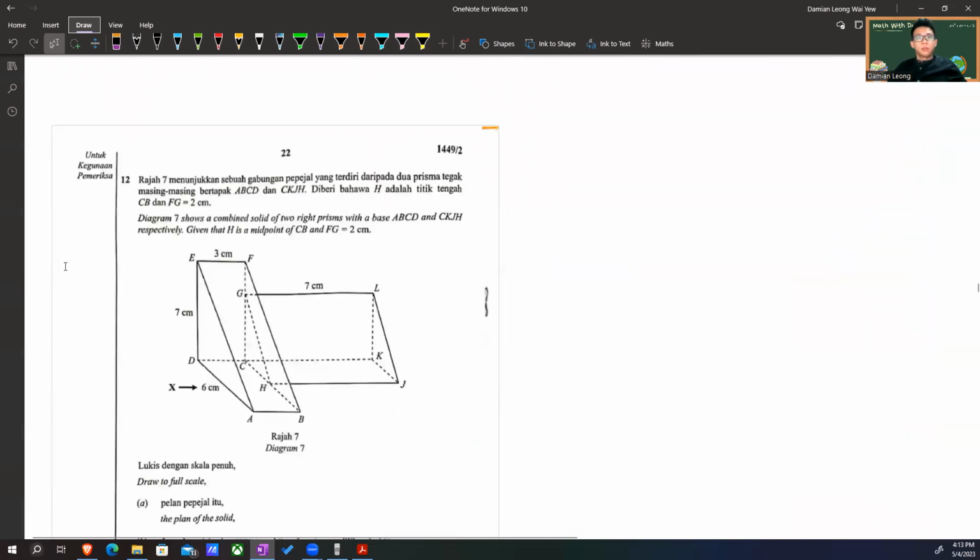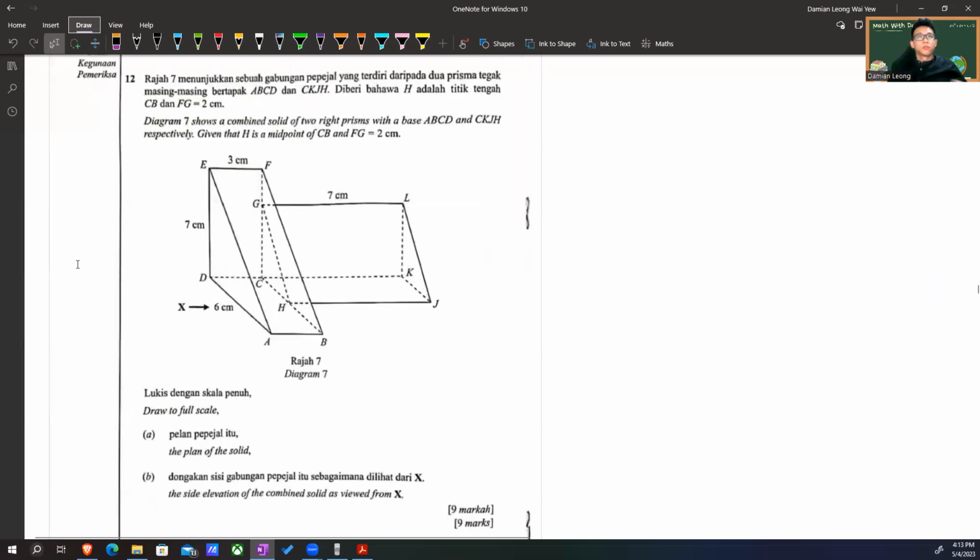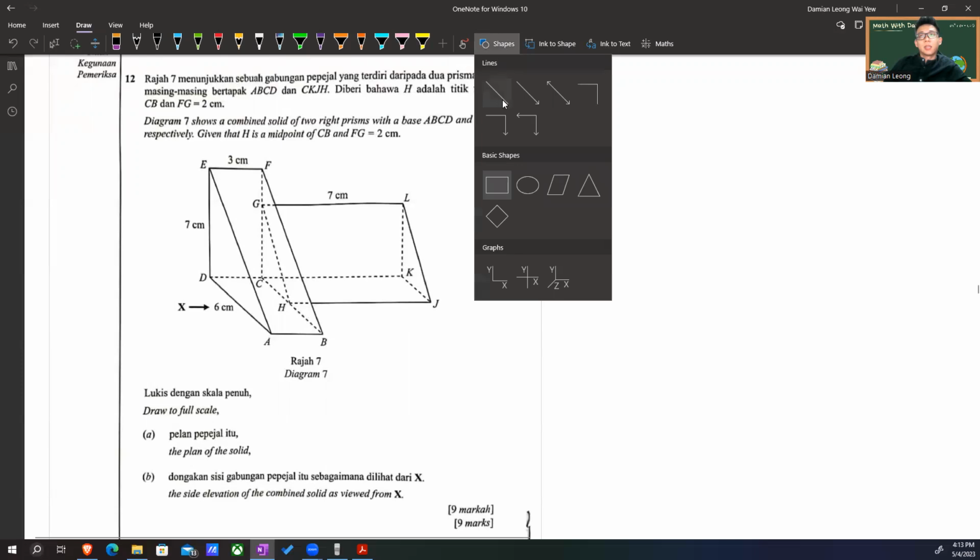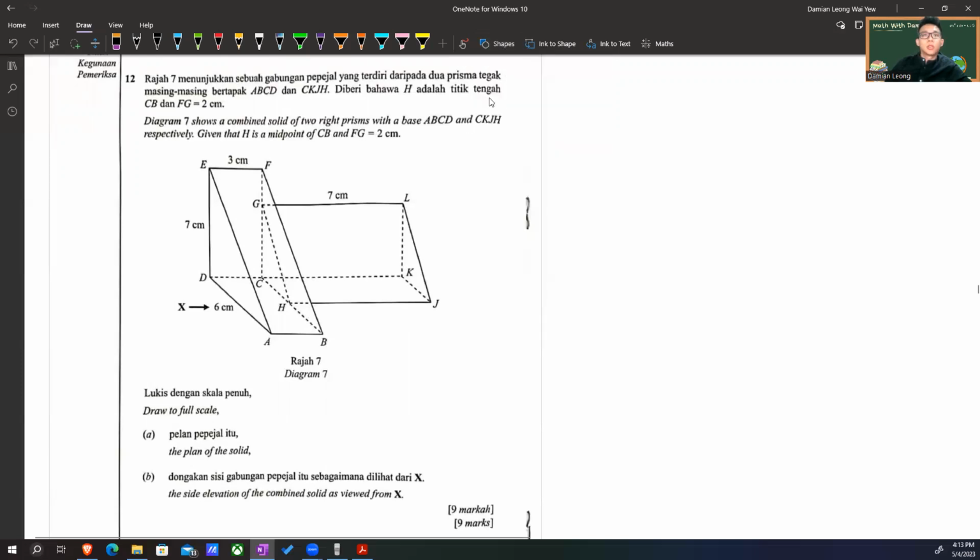Okay. Then version 12. So I want to draw the full scale for the plan of the solid. Plan of the solid means plan view. So what we see on the plan view, basically, we follow those parts that are parallel with the projection plane, following this measurement.